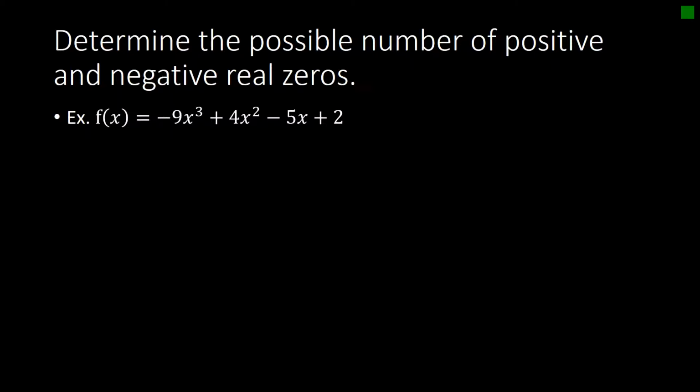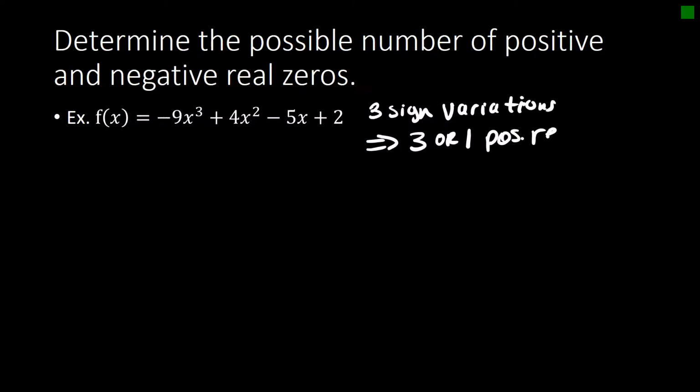Suppose we have negative 9x cubed plus 4x squared minus 5x plus 2. So looking here, we go from negative to positive, that's one sign variation. Positive to negative, that's a second sign variation. And negative to positive, that's a third sign variation. So we have 3 sign variations, which means we're going to have 3 and then we decrease it by an even integer. 3 minus 2 is 1. So we're going to have 3 or 1 positive real roots.